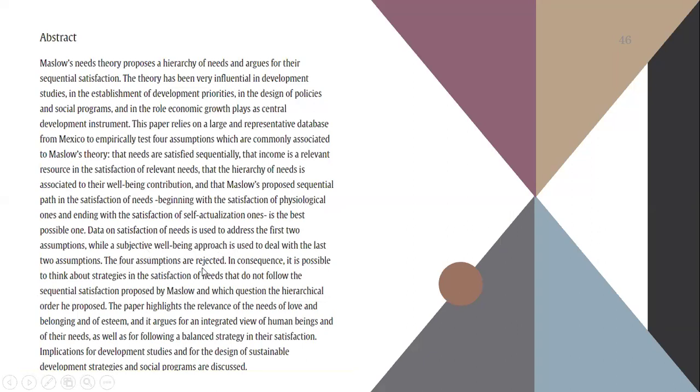The 4 assumptions are rejected. In consequence, it is possible to think about strategies in the satisfaction of needs that do not follow the sequential satisfaction proposed by Maslow, and which question the hierarchical order he proposed. So the paper highlights the relevance of the needs of love and belonging and esteem, and it argues for an integrated view of human beings and of their needs, as well as for following a balanced strategy in their satisfaction. Implications for developmental studies and for the design of sustainable development strategies and social programs are discussed.